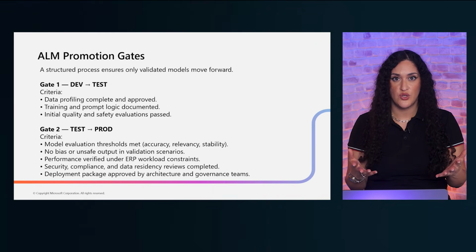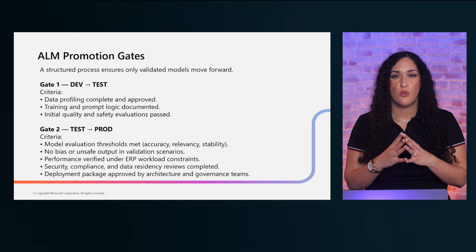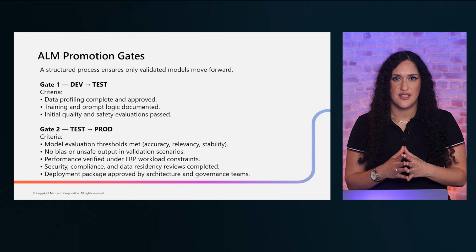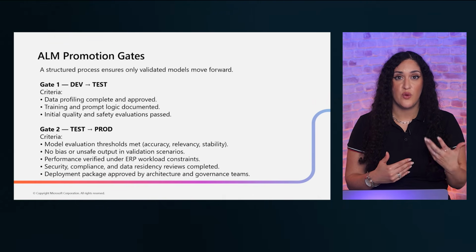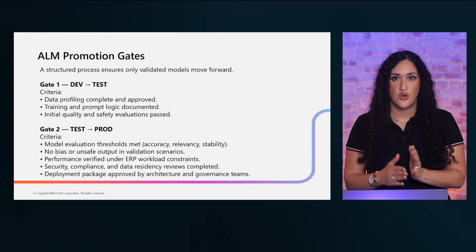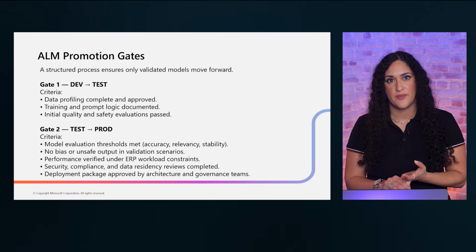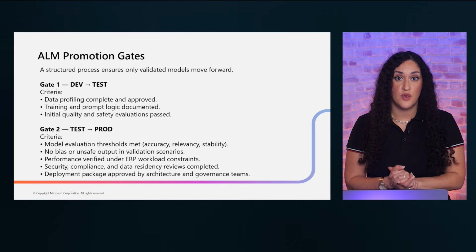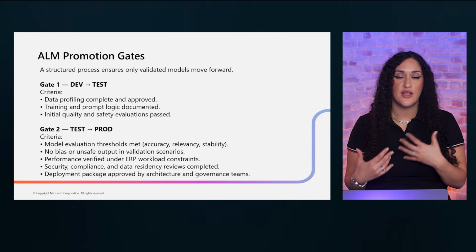Model evaluation thresholds must be met for accuracy, relevancy, and stability. There must be no bias or unsafe output in validation scenarios. Performance must be verified under ERP workload constraints. Security, compliance, and data residency reviews must be completed, and the deployment package must be approved by architecture and governance teams. ERP workload constraints make Gate 2 especially critical.